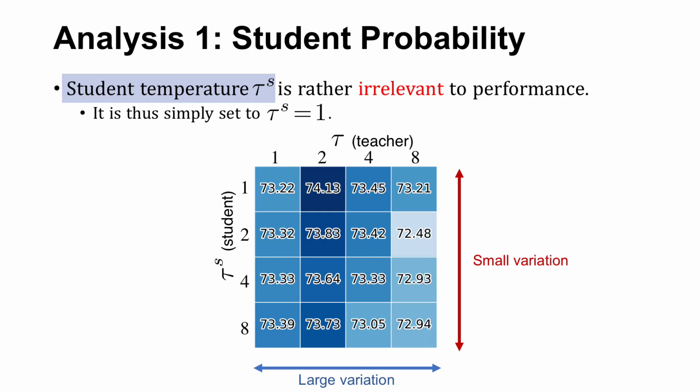The first analysis is about student probability. We measure performance by varying student and teacher temperatures. And, we can see that the student temperature produces small performance fluctuation, while the teacher temperature brings large performance variation. Student temperature is less contributive to performance and so, it is simply set to 1.